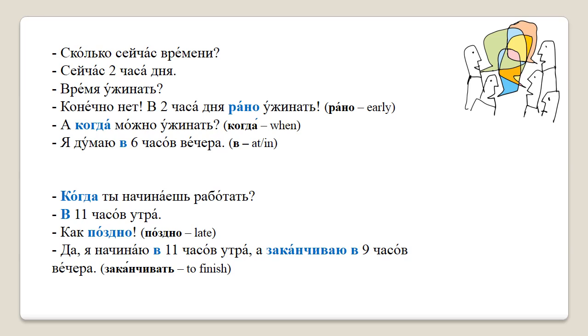Now let's see how we can use all of this new material in a conversation. Сколько сейчас времени? Сейчас 2 часа дня. Время ужинать? Конечно, нет. В 2 часа дня рано ужинать. А когда можно ужинать? Я думаю, в 6 часов вечера. What time is it now? It's 2 o'clock in the afternoon. Is it time to have dinner? Of course not. It's early to have dinner at 2 o'clock in the afternoon. And when is it possible to have dinner? I think at 6 o'clock in the evening.